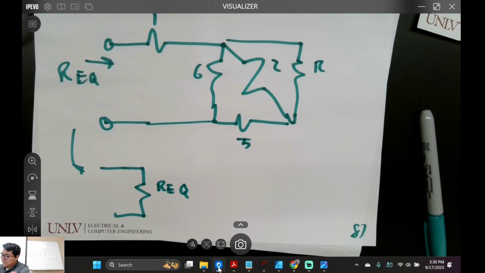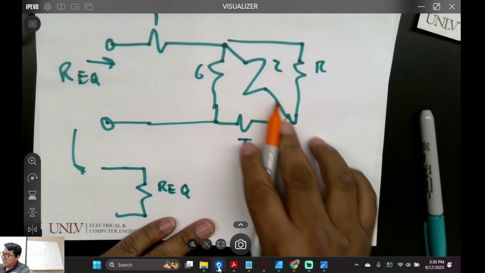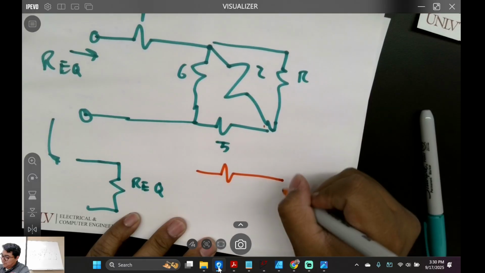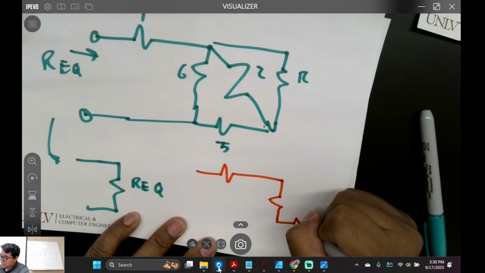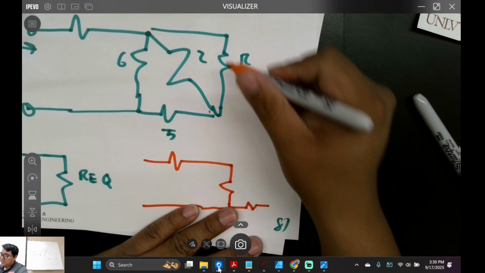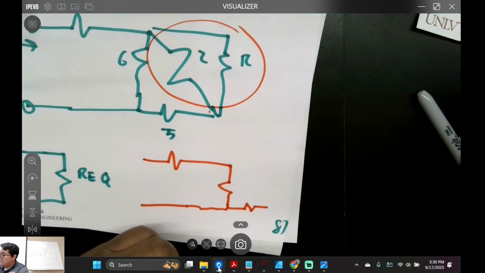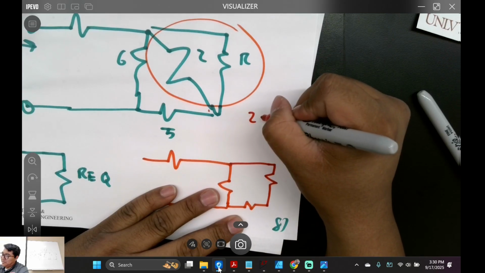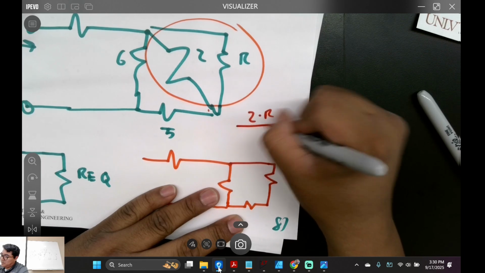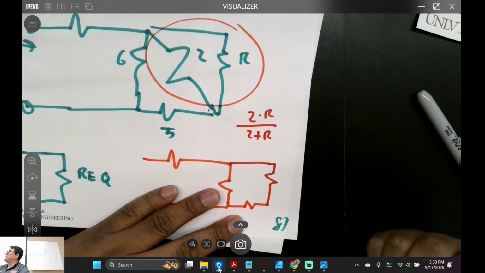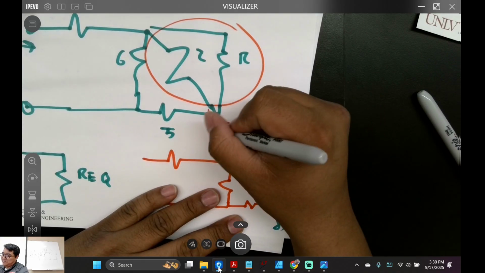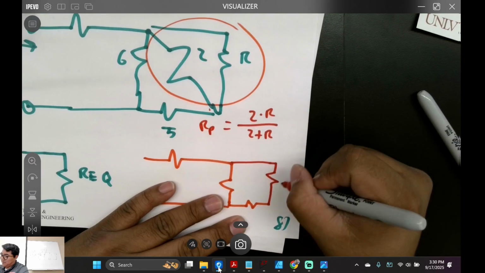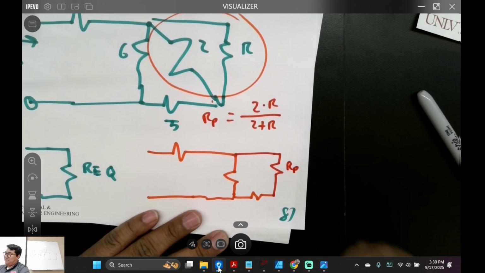Let's see. This right here is in parallel with this. R and 2R, right? Let's solve this. Call this right here. Boom. I'm going to combine these two right here. What's the parallel resistance with this? 2 times R over 2 plus R. Does that make sense? I'm going to call this one, I don't know, RP, right? Yeah, RP. Right? Is that good?